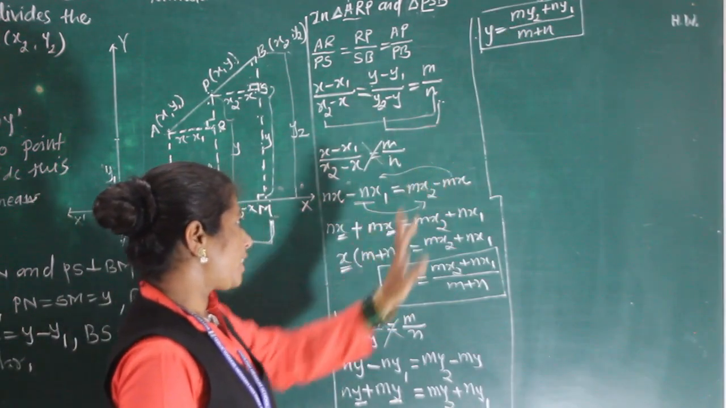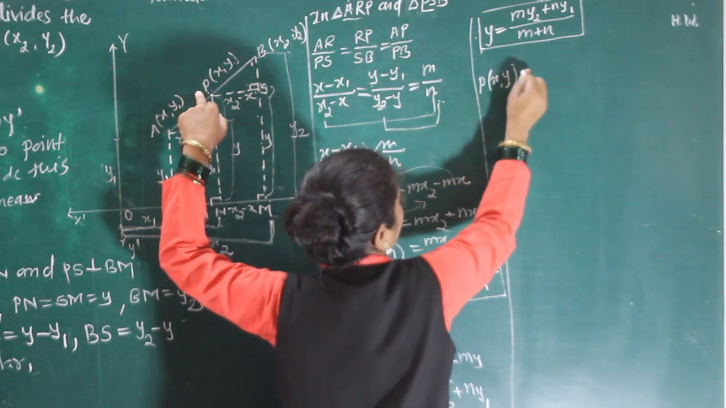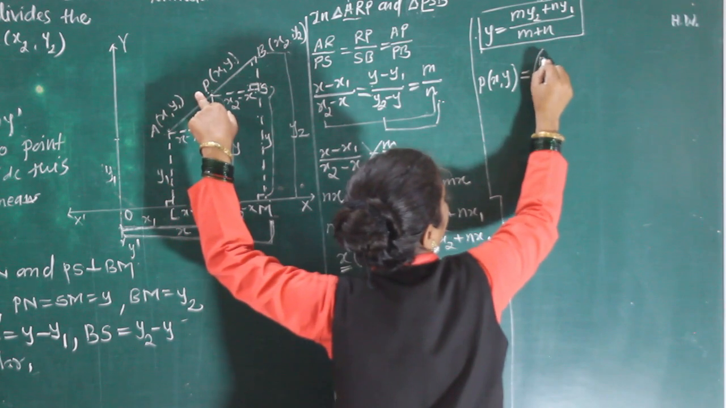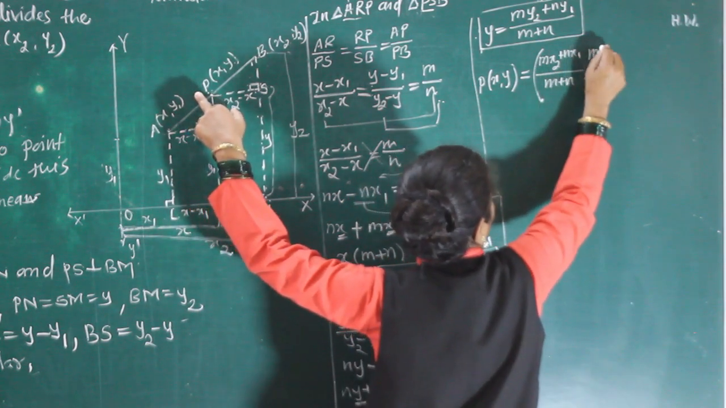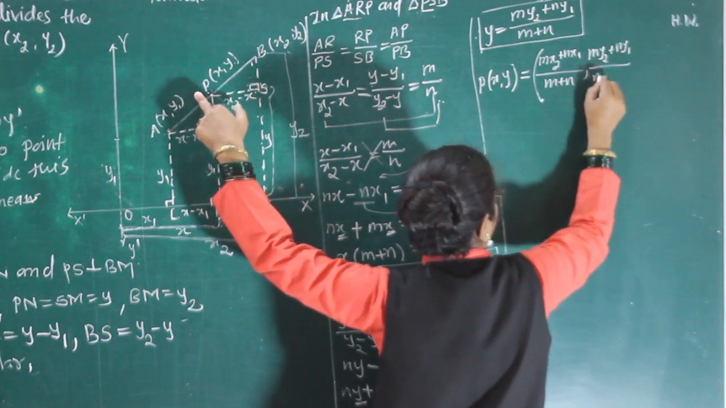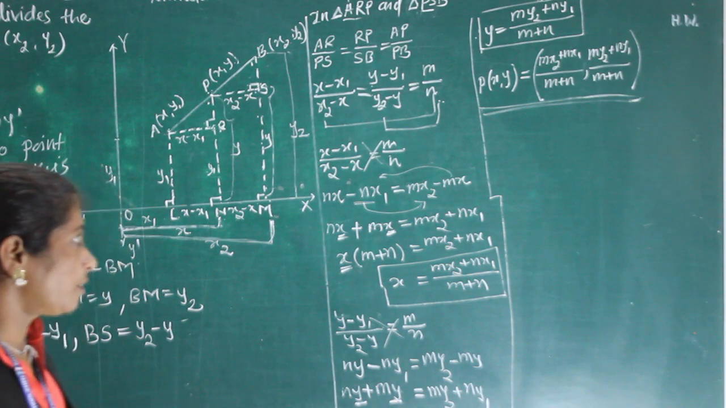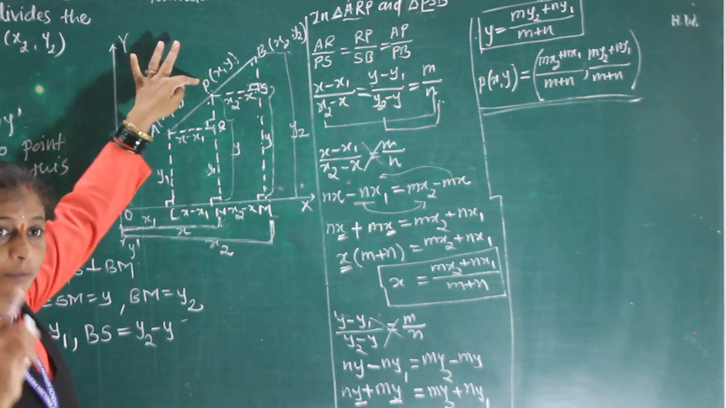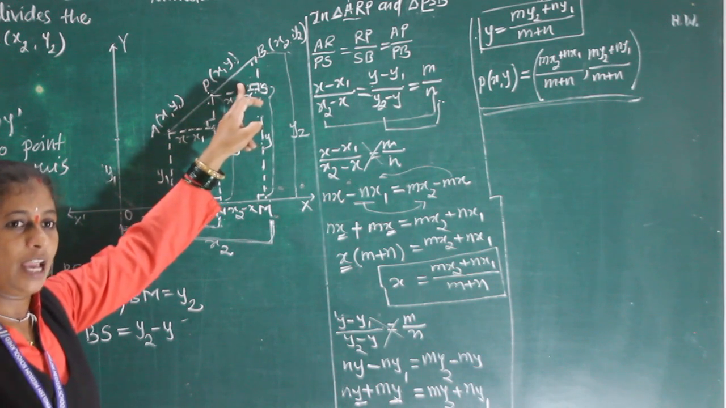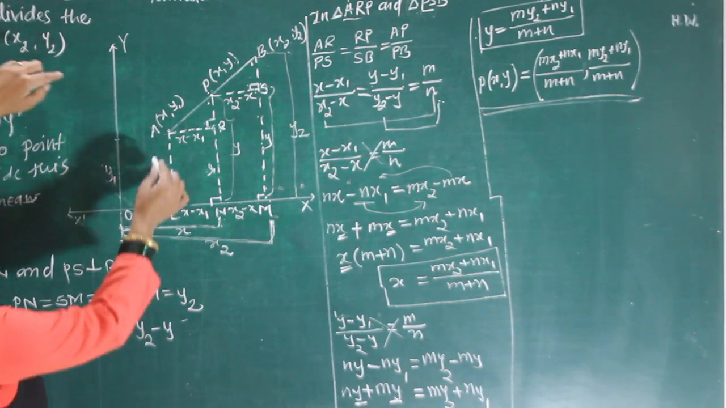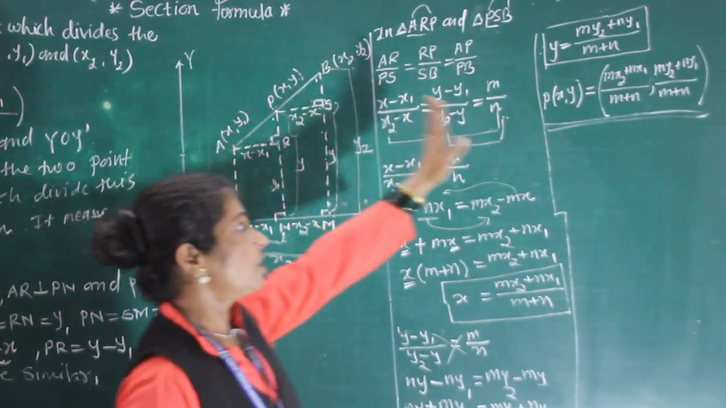So these x and y are the coordinates of P, correct? So we got P of x comma y equals mX2 plus nX1 upon m plus n comma mY2 plus nY1 upon m plus n. And this is called your section formula. We have to find the coordinates of the point P that divides the line segment AB internally in the ratio m to n. When any ratio is given and the endpoints of the segment are also given, we can find the coordinates of that point. So this is your section formula.